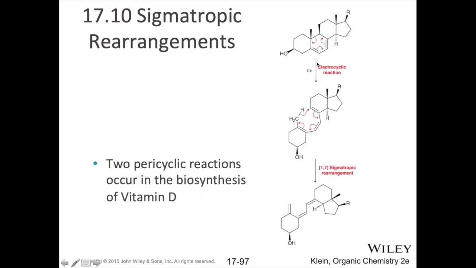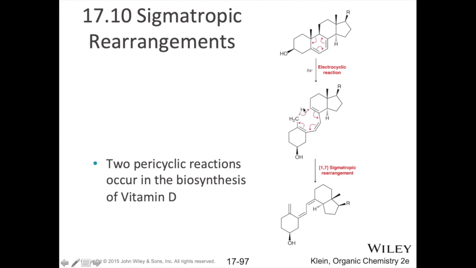All right, so here's another example of this in just biochemistry. When vitamin D is being produced, one of the steps involves a rearrangement. Here you can see an electrocyclic ring opening, and then out of the resulting product, we see a 1,7 sigmatropic rearrangement. You can actually see that hydrogen moving over here, right?